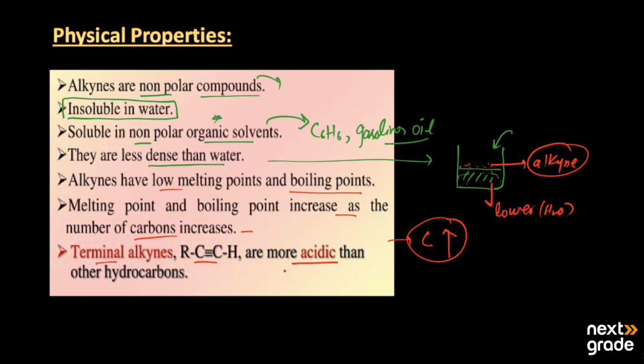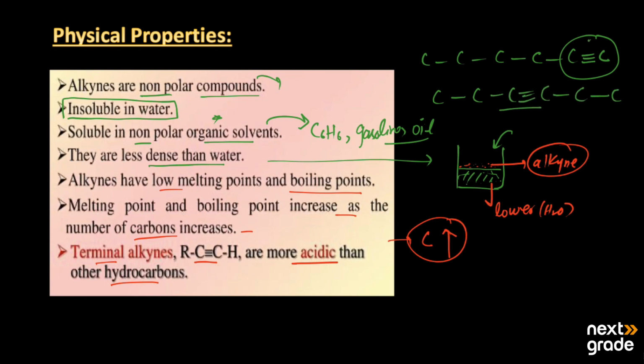are more acidic than the other hydrocarbons. Terminal alkynes means if we have a long chain of carbon atoms like this, and the two terminal carbon atoms have a triple bond, as compared to this compound in which the two central carbon atoms have the triple bond. So they will be more acidic in nature.